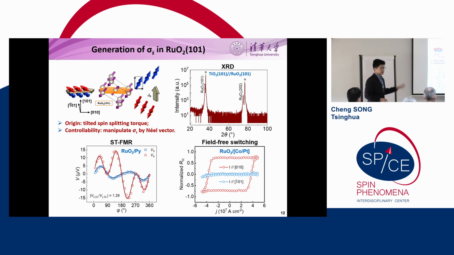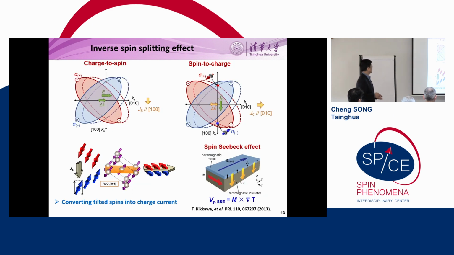Then this experiment demonstrates the generation of sigma z in this sample, ruthenium oxide 101. Then we go to the inverse spin splitting effect. Just now we demonstrated the generation of the spin current perpendicular to the charge current. Now we demonstrate the spin-to-charge conversion in this system. That means when the spin current is along this direction, then we get the charge current perpendicular.